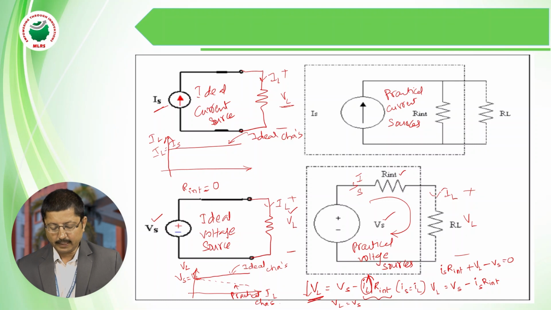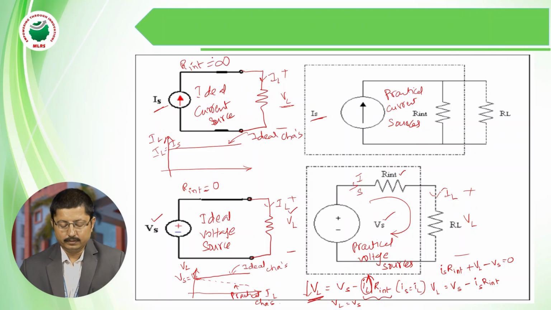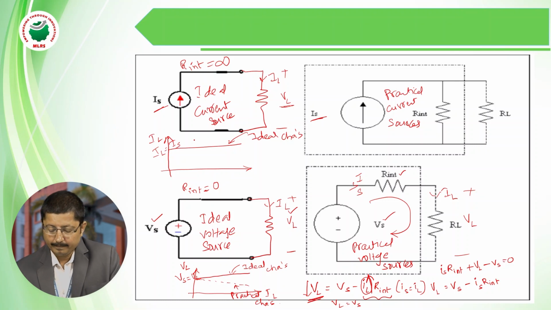Whereas coming to the practical current source, practically every current source has its internal resistance in parallel with the current source. The internal resistance in the ideal current source we consider as infinity. If it is infinity, no current flows into this branch, so it is an open circuit here. That's why whatever current is there, that same current flows to the load. Similarly, we can see for the practical current source.